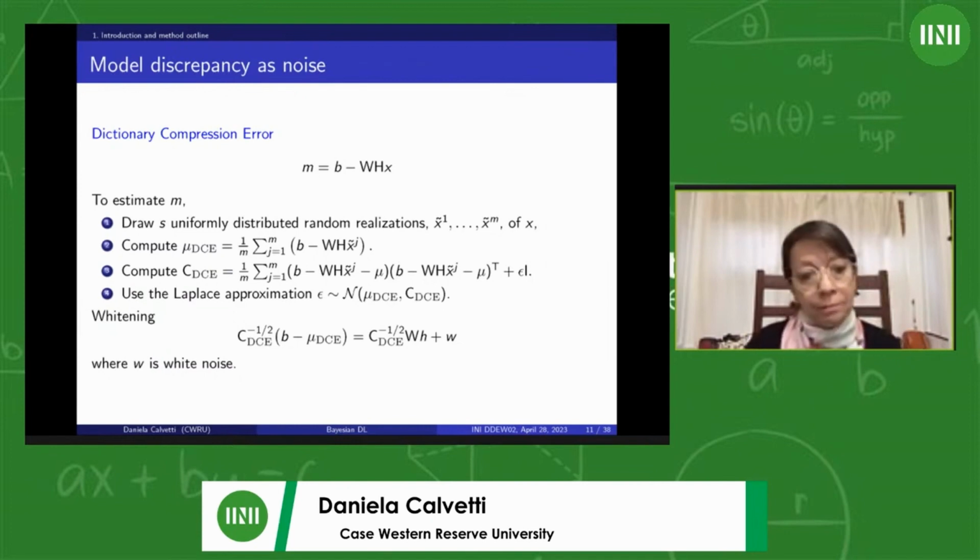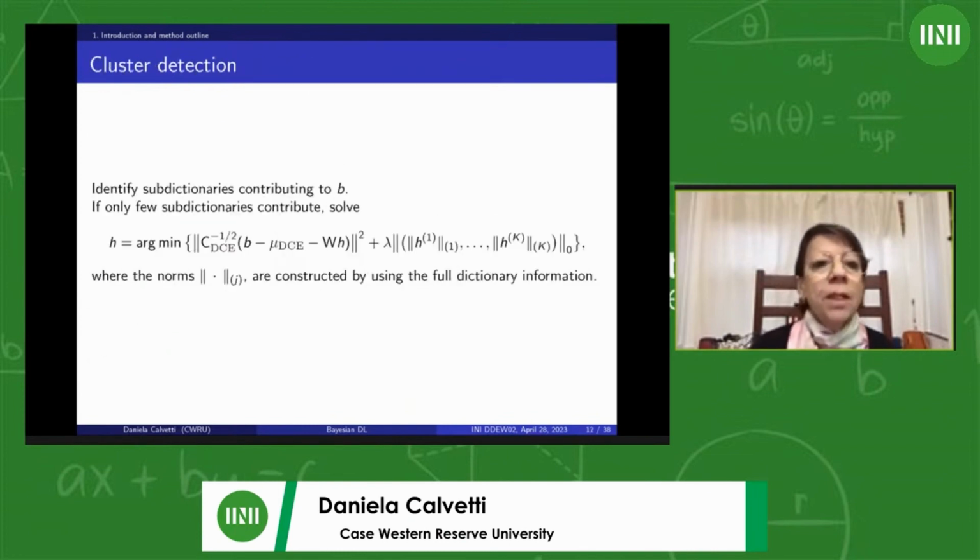So we can apply everything that we know, all of the simplifications that work with white noise, and there are quite a few when one applies these Bayesian sparsity promoting algorithms to this pre-processed problem. So we compress, we compute the model discrepancy, which we call dictionary compression error, and then we whiten the reduced dictionary problem. Now we're continuing; this is an intermediate step.